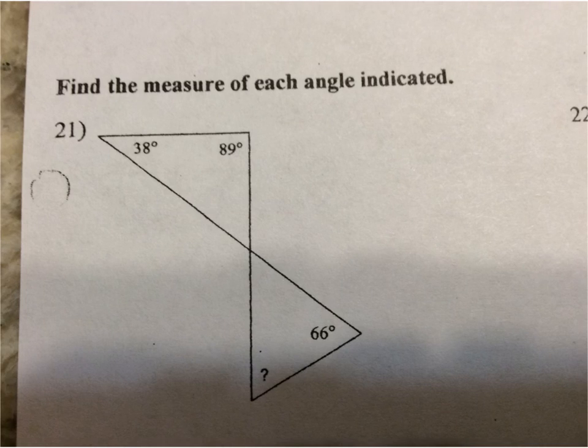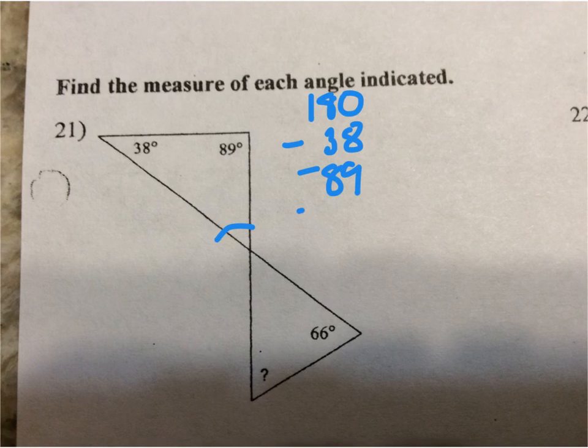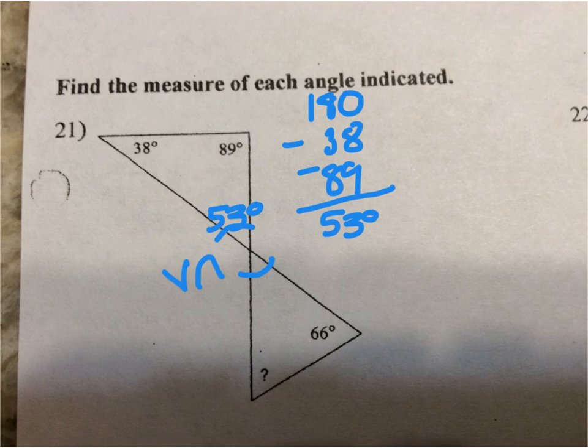For number 21, we are going to use the triangle angle sum once again. So we're going to be finding this angle measure first. So we start with the 180, subtract 38 and 89, and you'd be left with 53 degrees. So that means this is 53 degrees. On the other triangle, this is a vertical angle. So we can use the vertical angles theorem, and we now know that this is also 53 degrees.